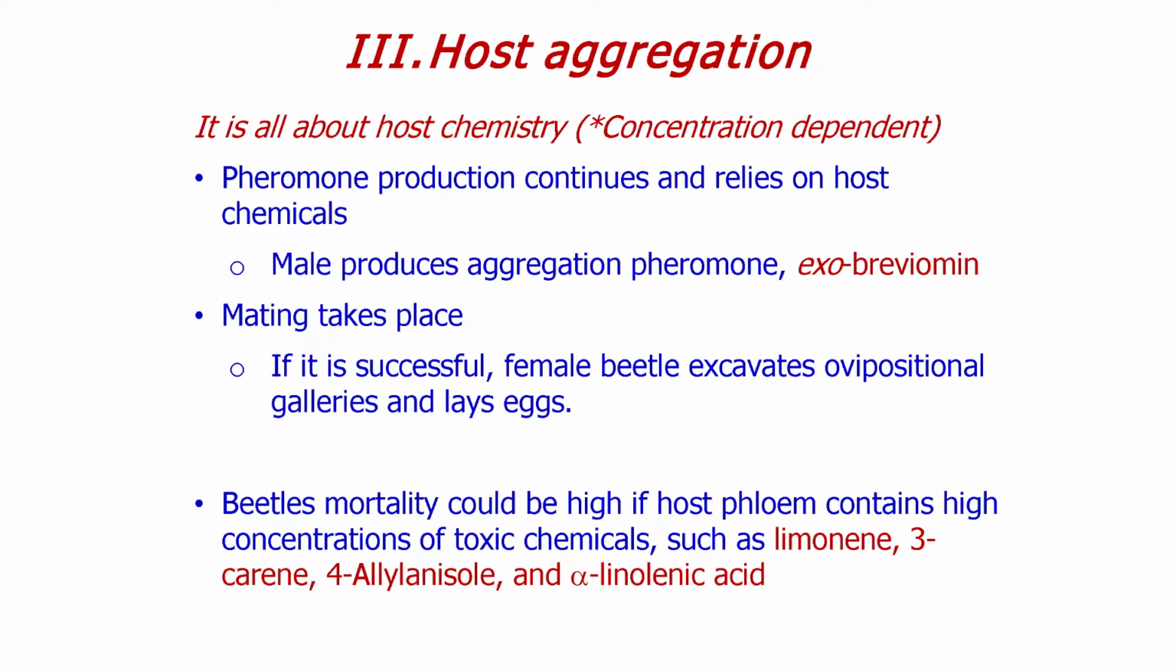This is all about host chemistry, really. It's usually concentration dependent. The beetles produce pheromone, trees release a lot of chemicals, everything comes together, and if it's successful, beetles mate, and females start excavating oviposition galleries, lay eggs, and the beetles emerge. What are the important chemicals? In my mind, at these stages we have toxic chemicals, limonene and others, verbenone, and alpha-linolenic acid. It seems a very interesting fatty acid that is absolutely toxic. Nothing can survive even low concentrations.